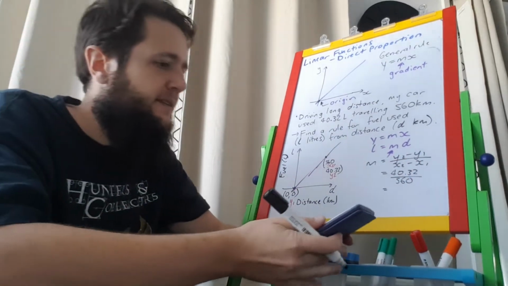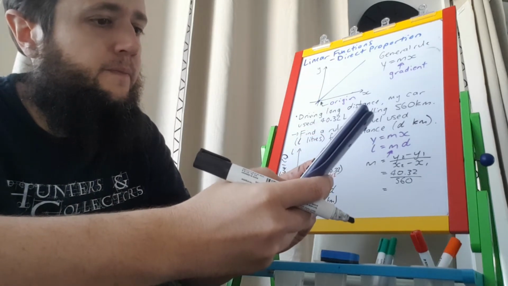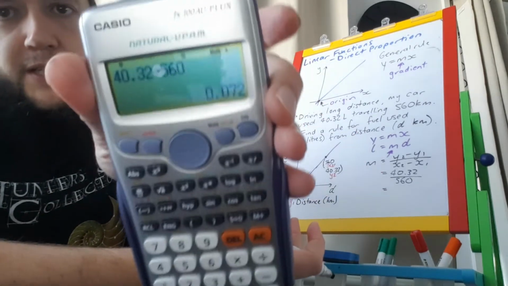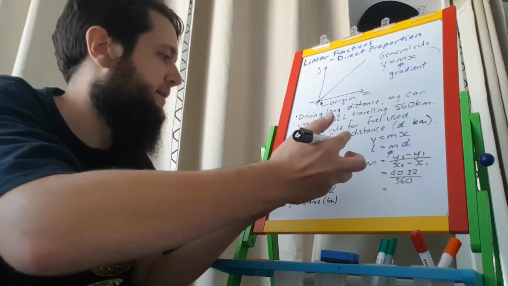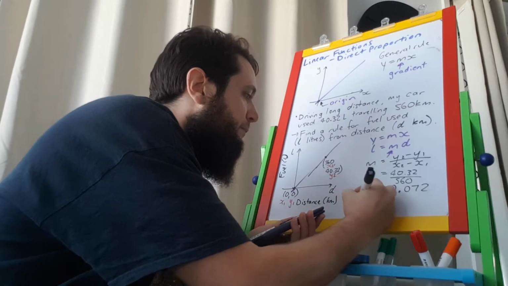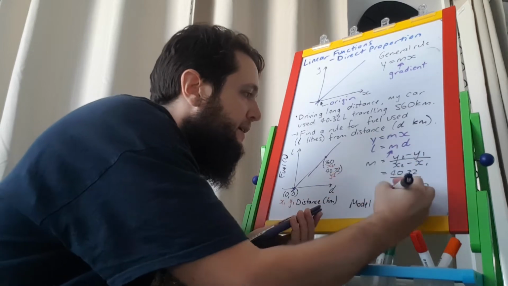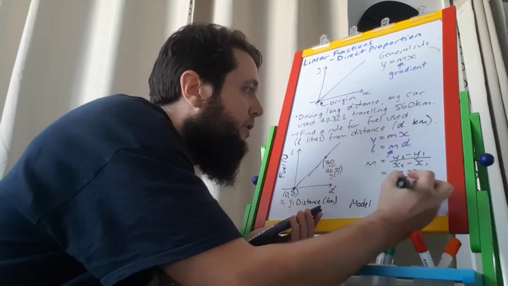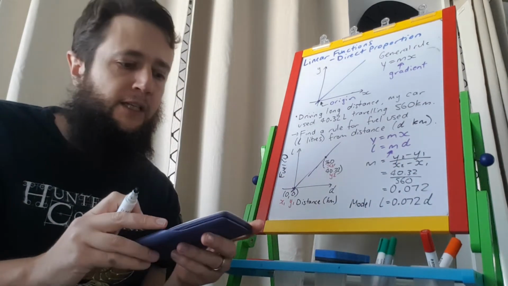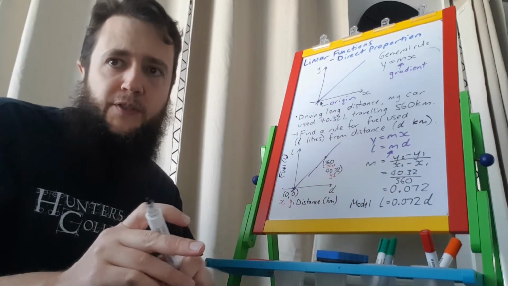You can leave things as a fraction if you want. I will put it in the calculator though. 40.32 divided by 560. Oh, it comes out to a reasonable looking fraction, so that's not too bad anyway. So 0.072. And therefore our model, the amount of litres used, the fuel in litres, is going to be 0.072 multiplied by the distance, d. So there we go. We've got a rule linking the amount of fuel used to the distance travelled.